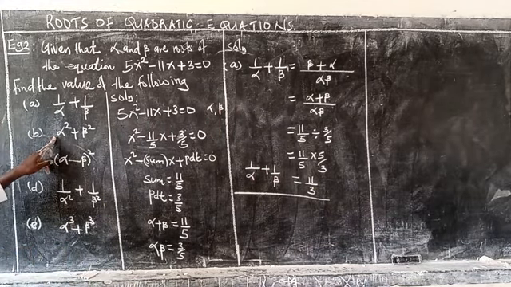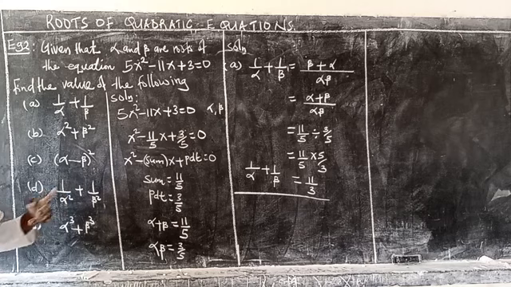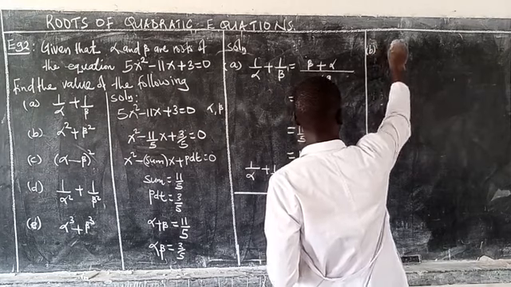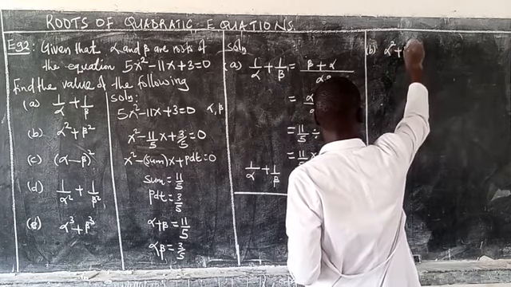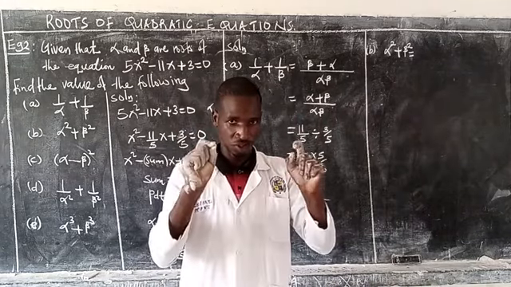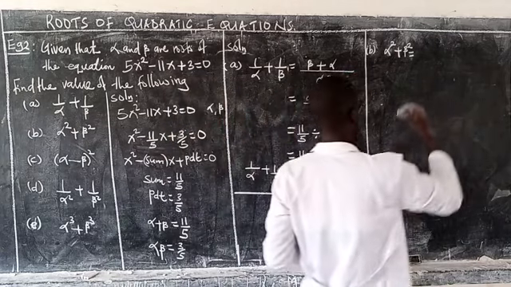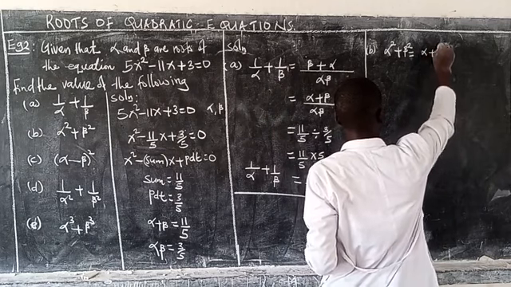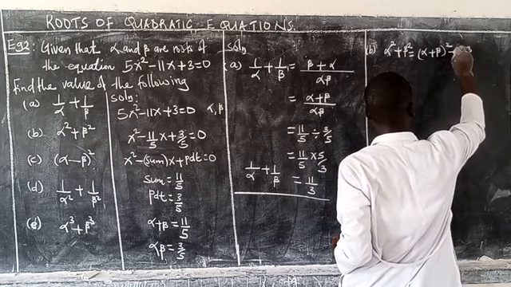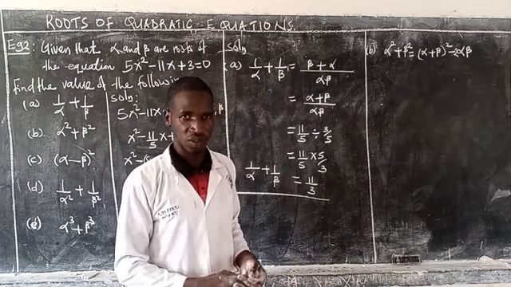Then part B, they're asking us to find the value of alpha squared plus beta squared. Still, we express it in terms of sum and product. If you recall very well, in our notes, points to note, we had this expression in terms of sum and product. We said that this is the same as alpha plus beta squared minus 2 alpha beta. If you fail to recall that, you can derive it from first principles.